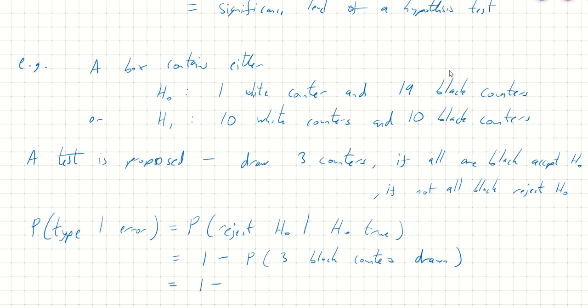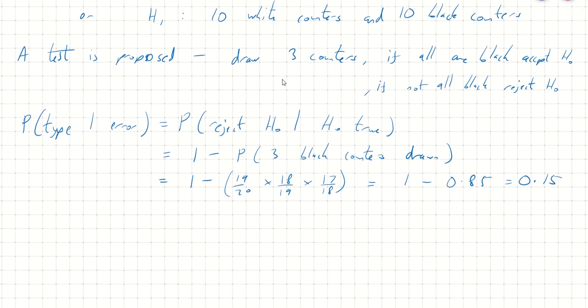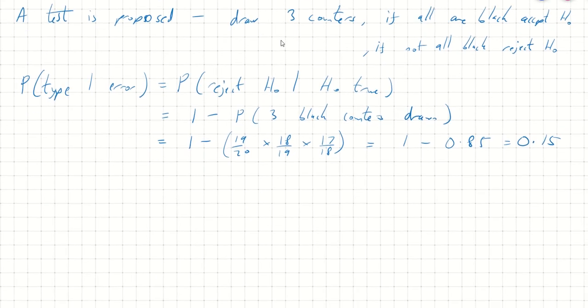And what's the probability that 3 black counters are drawn when H0 is true? Well, the probability the first one is black is 19 over 20. The probability the second one is also black is 18 over 19. And the probability the third one is black is 17 over 18. If you're familiar with probability, we don't replace the counters. And if you work out this probability, I think you get 1 minus 0.85, which is 0.15. So the probability of a type 1 error is 0.15 in this case.